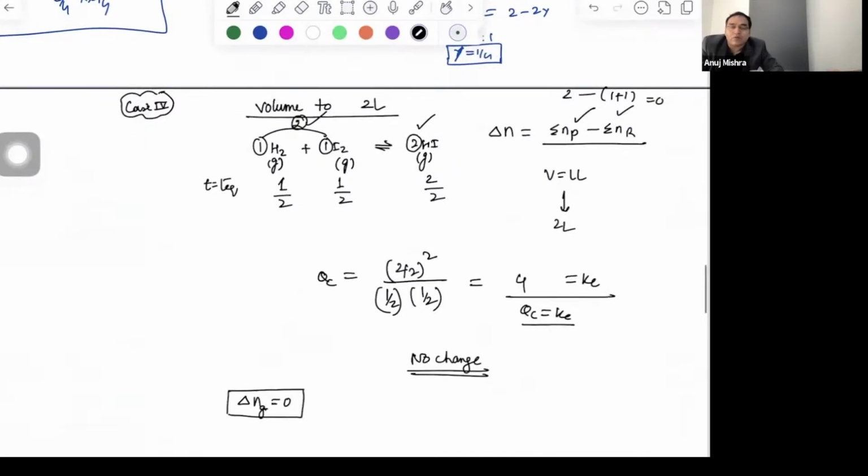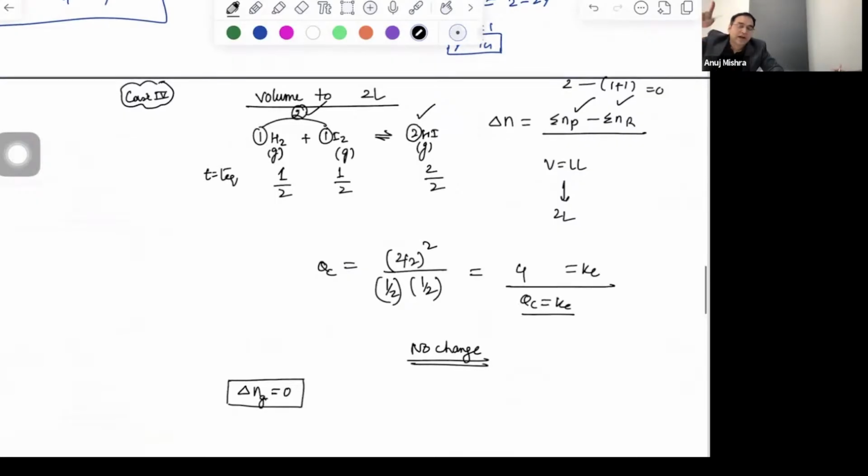Case 4, volume is changed to 2 liters. 1 liter से 2 liter volume कर रहे हो आप. So what we are going to do, you will just put 2 and solve for QC. QC will come 4. 4 is same as KC. So you'll observe that QC is KC, that means no change. And why it is happening, I'm giving the reason. Reason is delta Ng is 0. Delta Ng अगर 0 होगा तो ऐसा कुछ भी नहीं होगा. Is that clear, everybody? Yeah, change in volume will not affect the reaction.